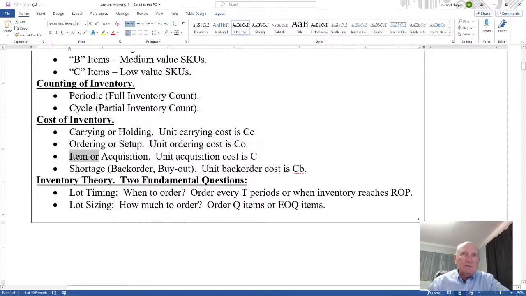And then the item or acquisition cost, this is just the cost of the item, the price point of the item. And then you have shortage cost. We will not look at shortage cost in this lecture, but I put it in here to be complete. If you have stock out, what do you do? Well, you can have back orders. You can have buyout. You can have a back order cost here. And in different courses that I teach, I will actually use the back order cost to see how it is applied to stockouts. But not in this course, not in this lecture.